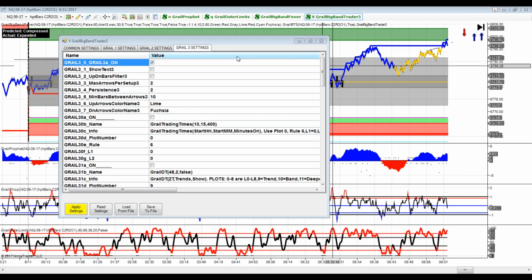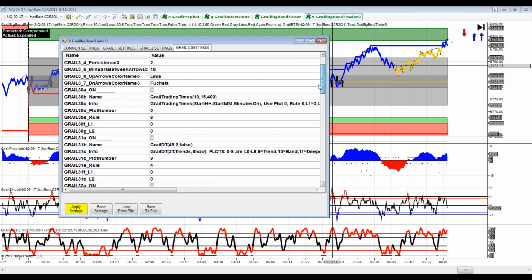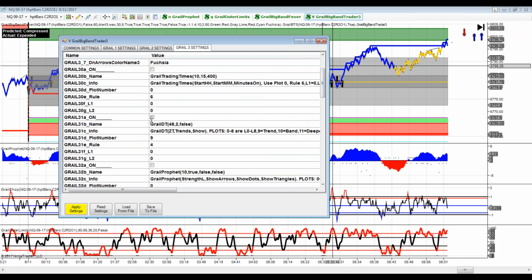Now, as I also indicated again, if you want to trade any of these with any of the trend methods, you can. So if you just want to trade this with the Grail DT, you can activate that. If you want to trade it with the Grail Profit, you can activate that. If you want to trade them in conjunction with both of those, you can activate them. If you click Apply, on the fly, it'll make the change.